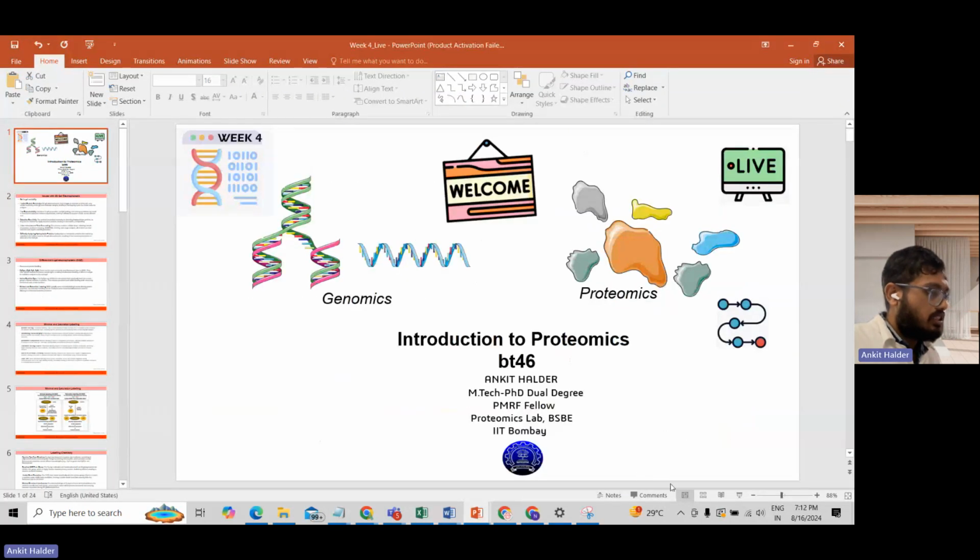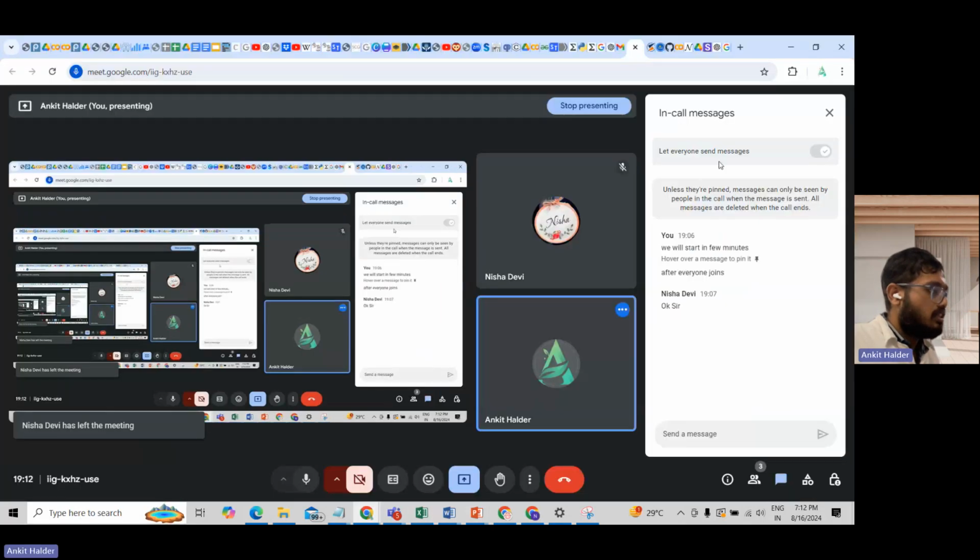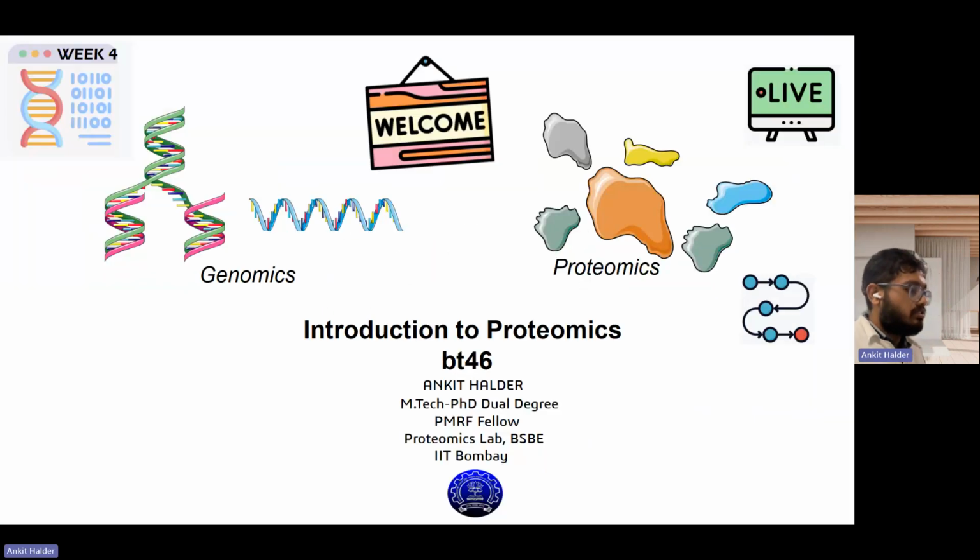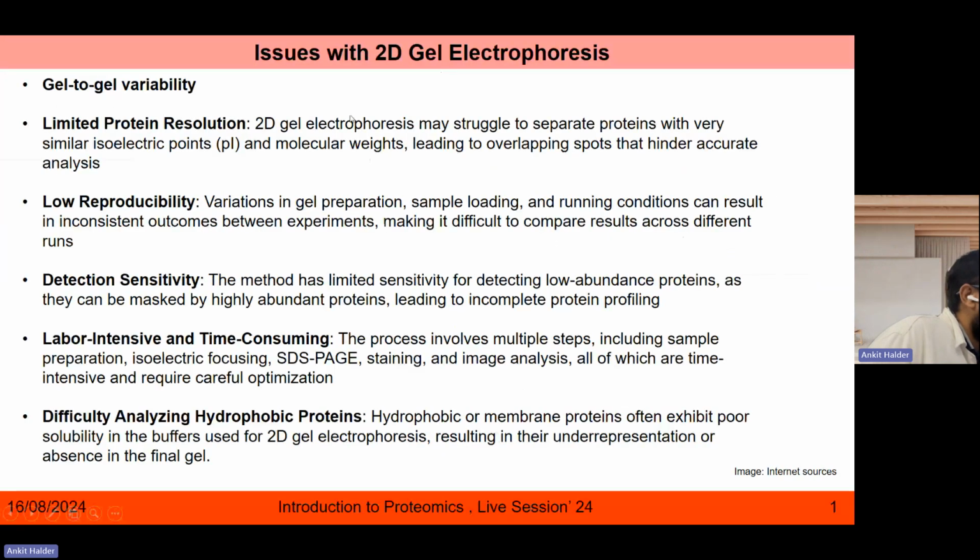So what we had done was that we had seen, I think all of you have gone through this particular level. We have covered the 2D gel electrophoresis, and now we will be doing the 2D DIGE, or 2D differential in gel electrophoresis. First of all, what is the technique?